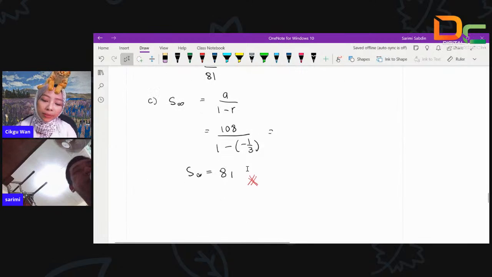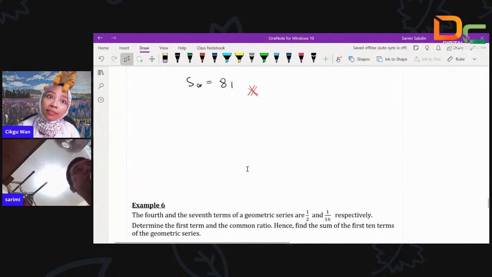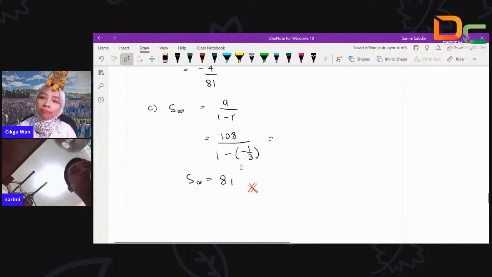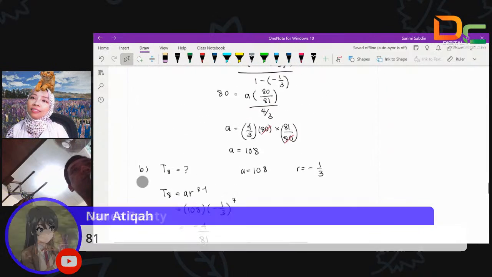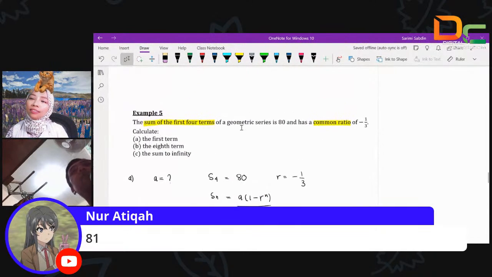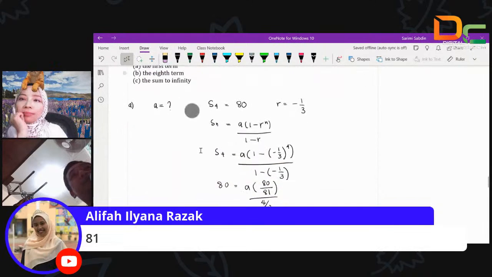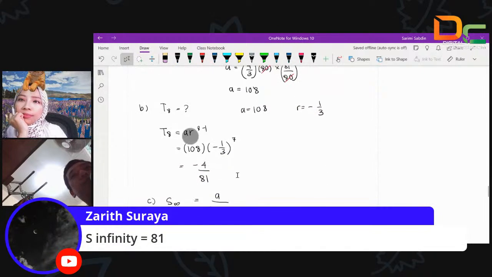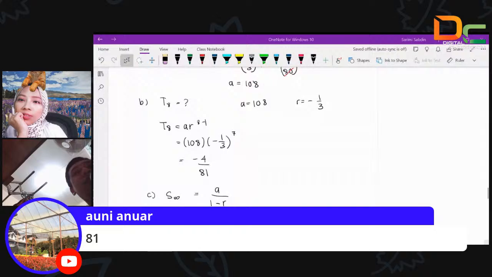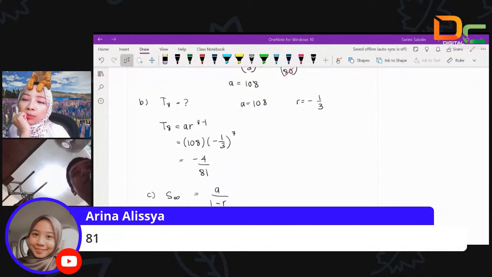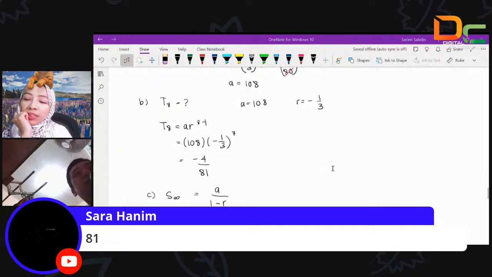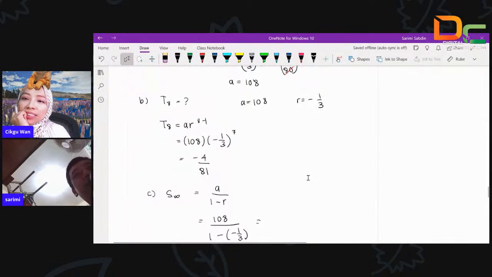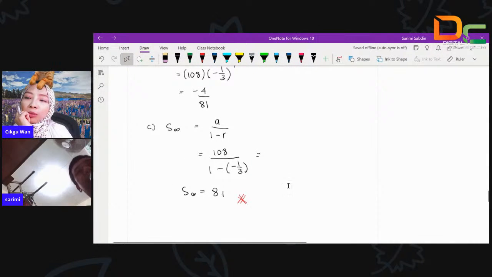Geometric sequence. Tinggallah soalan Q&A. Alright. Setakat tu. Macam mana respon pelajar okay? Okay, so far semua pun dapat 81. Atika, Izzati, Sarahanim, Zari Suraya, Arina Alisha, Dania. Okay, semua dapat 81. Ramai lebih daripada 15 students.